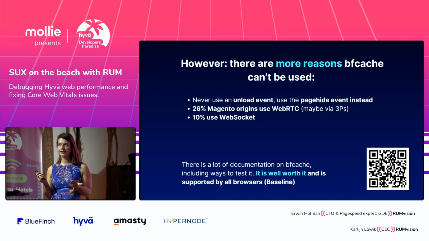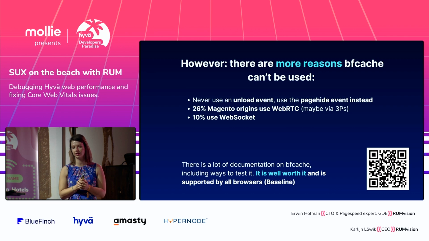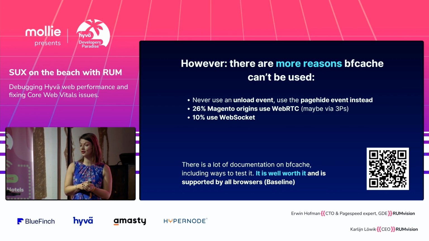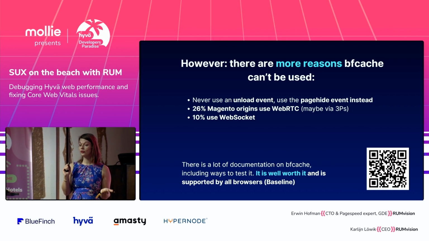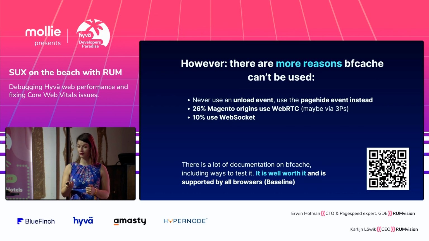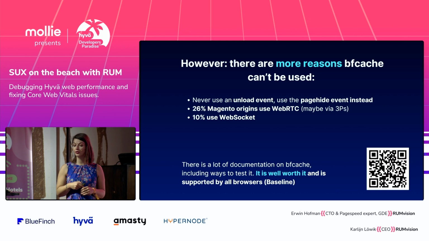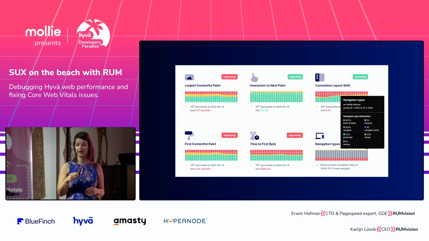Well, they're not that great yet, because what Erwin was saying is that there are more reasons why back-forward cache can't be used. And actually on Magento, 26% still have issues with 2 other reasons why back-forward cache fails. However, it can absolutely be fixed, and I would suggest looking into it, because it's well worth it, and it also has baseline. Like Erwin said, it runs on all the browsers. So everyone who goes back, and that's many people, could benefit from back-forward cache.